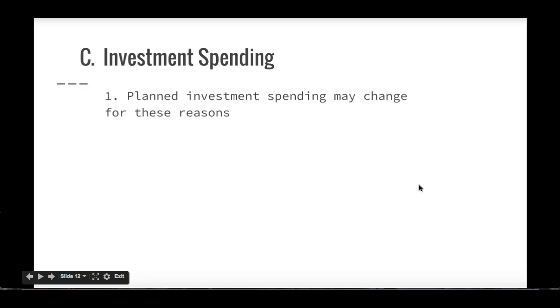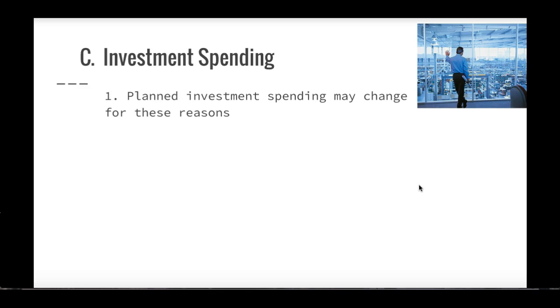Okay, so planned investment spending may change for a couple of reasons. So what we have planned for the future as a business may change, first of all, because of, so that's my picture of investment spending, by the way.